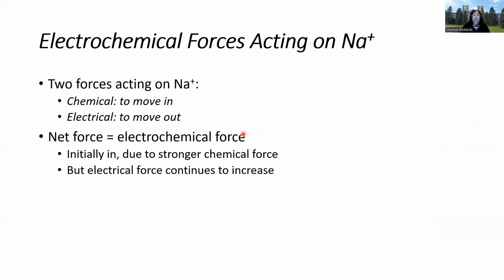In other words, this is the state where the sodium movement is halted because the electrical force is equal and opposite to the chemical force, and the ECDF is now 0. So we've got two forces acting on sodium, chemical wanting to move it into the cell, electrical wanting to move it out of the cell. And so the net force is initially in, but because we have a stronger chemical driving force, the electrical force will continue to increase. And then what we're going to see is that sodium eventually is going to want to move to the outside of the cell according to its electrical driving force, right? So we'll illustrate that coming up here.